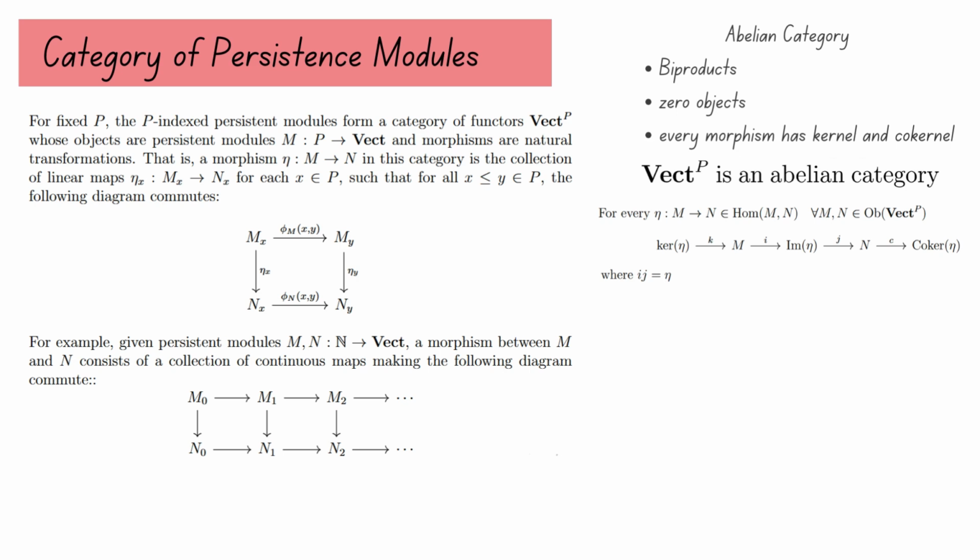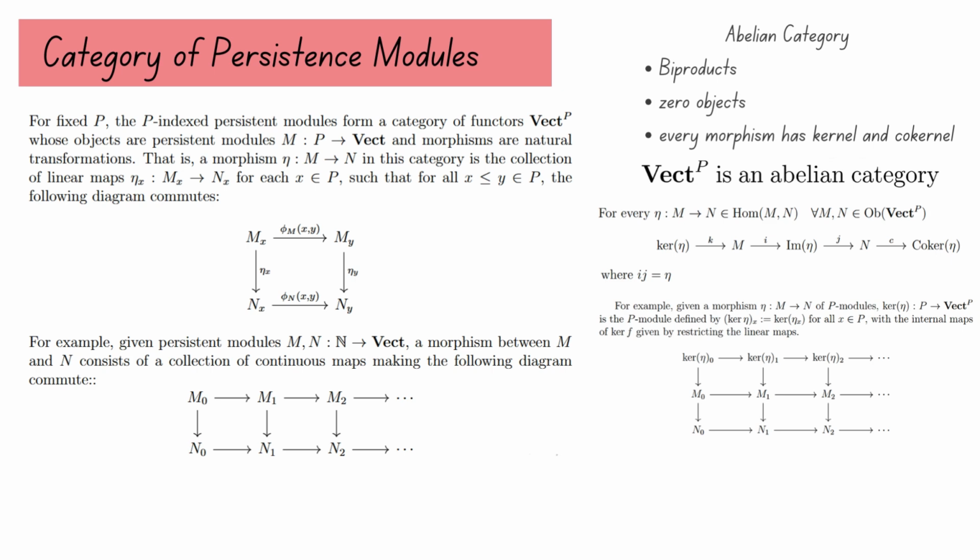So we will again see our previous example in which we had an index persistent module. The kernel of eta would have a morphism, and that morphism would be the collection of all these vertical maps. And we can also define a zero object, and this zero object would also be a P-indexed persistent module. It will take every element x of P, and the image of that x would be the zero vector space.